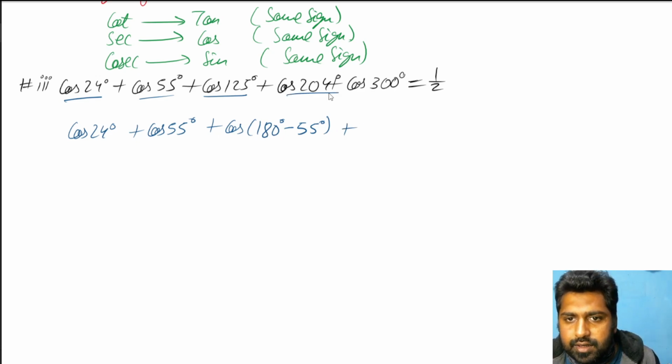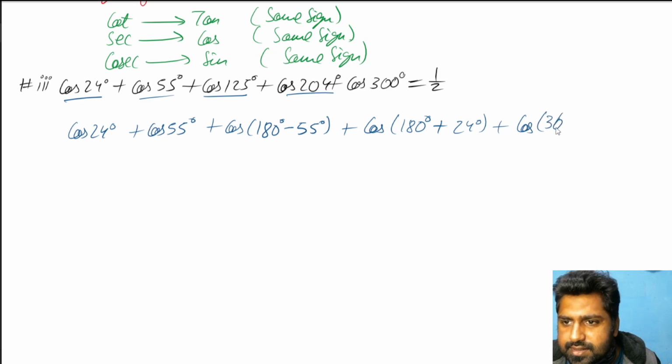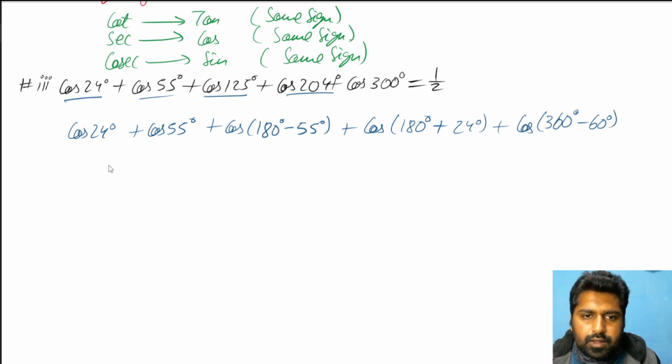Again use this: cos, use 180 plus 24. Good thing, 24 is already there. Cos 300, this is closer to 360, so 360 degrees minus 60 degrees. Let it be. Let's copy.